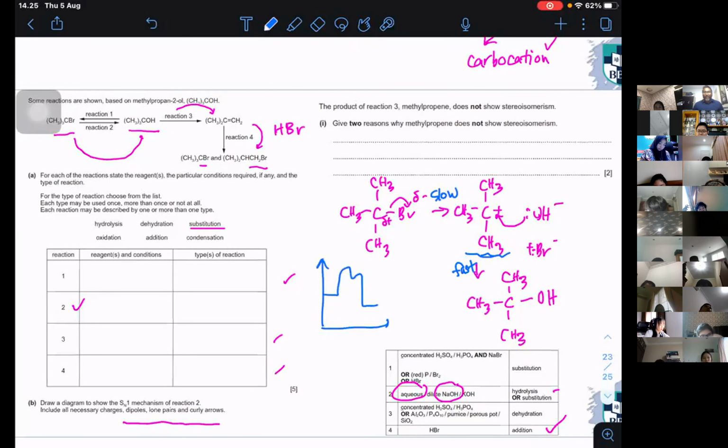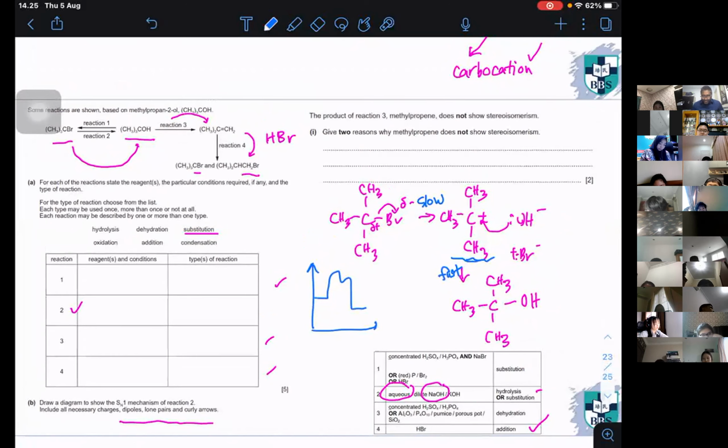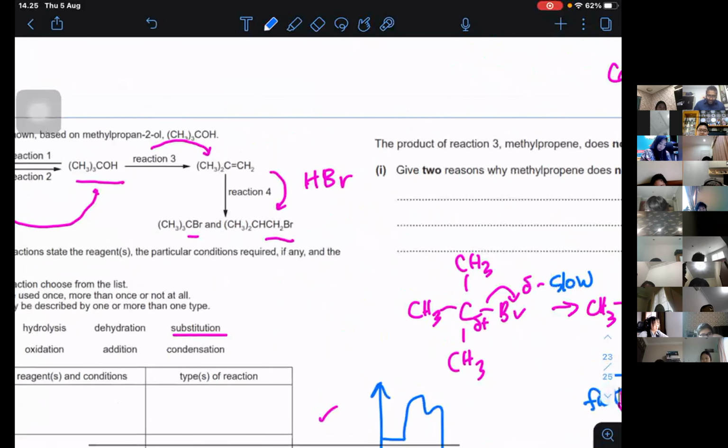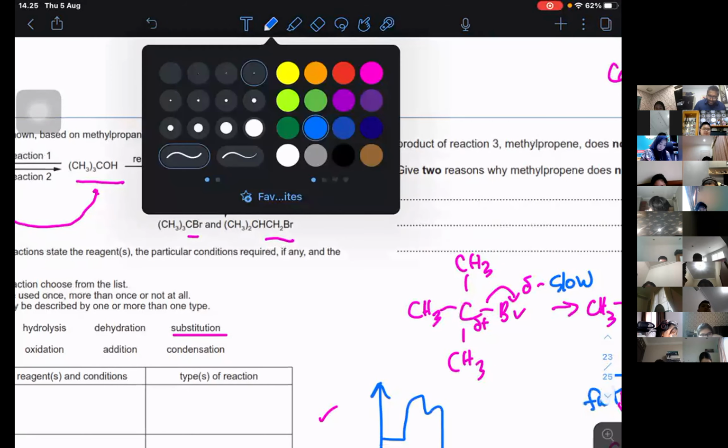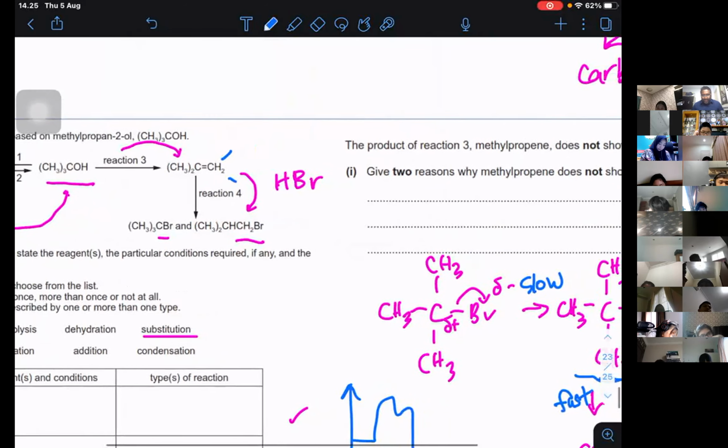Very important. Now, give two reasons why the product in reaction 3 does not show stereoisomerism. Whenever you talk about stereoisomers, you need to consider two things: whether they are cis or trans, or whether they are optical. For this, I can see that the carbon attached to the double bond is attached to 2 H groups. The moment they are attached to two same groups, they must be different groups being attached to that carbon for cis-trans, so they cannot form cis and trans.